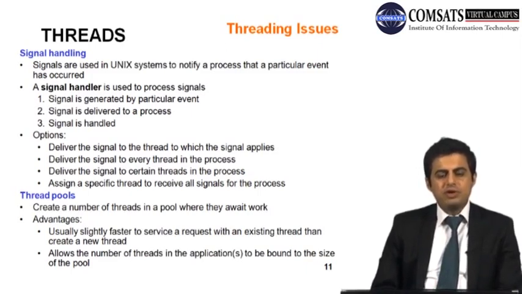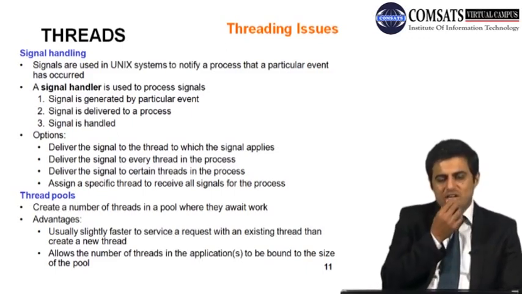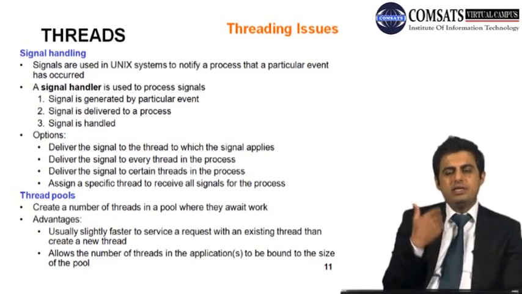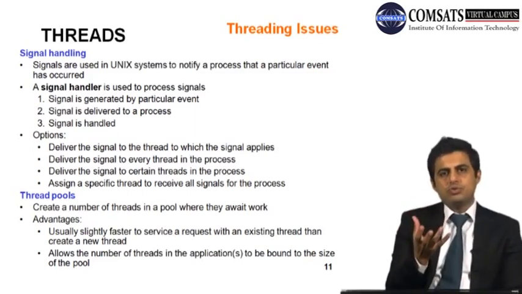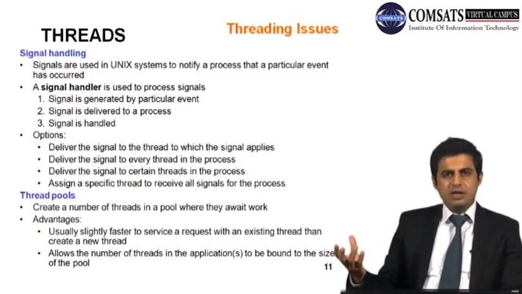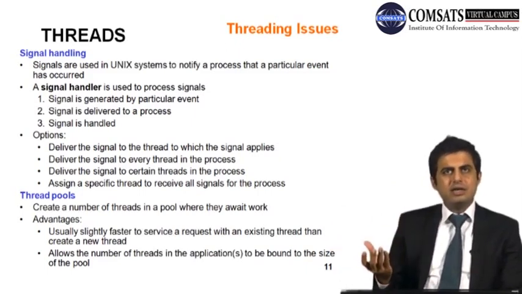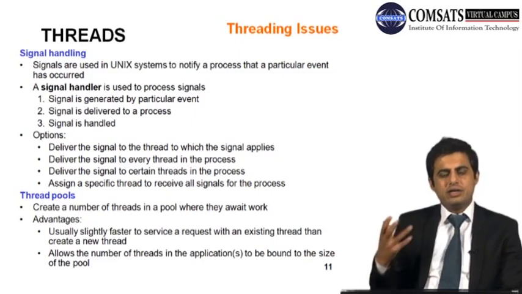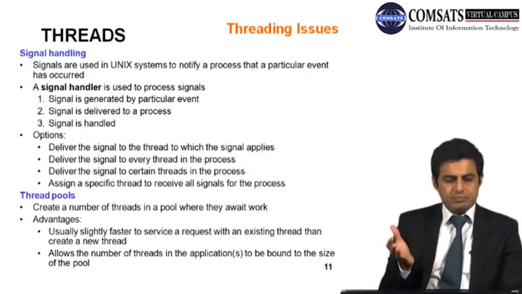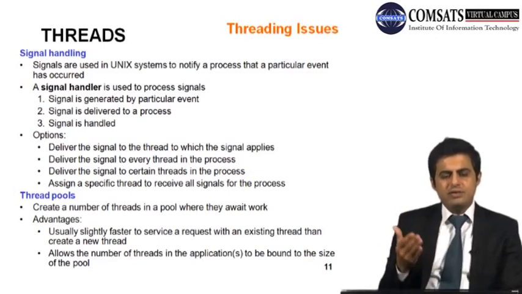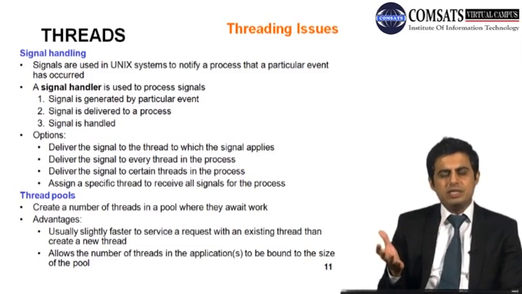In the options we have got deliver the signal to the thread to which the signal applies. तो ये signal कहाँ से आ रहे हैं? Basically threads के अंदर जब कोई event होते हैं और thread उसको notify करता है main thread को, या जब kernel अगर kernel उसका take care कर रहा है तो kernel को notify करता है और फिर then kernel is responsible for taking care of that. उसके ऑप्शंस में deliver the signal to the thread to which the signal applies, deliver the signal to every thread in the process.